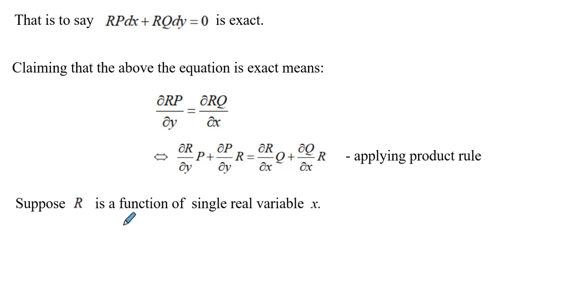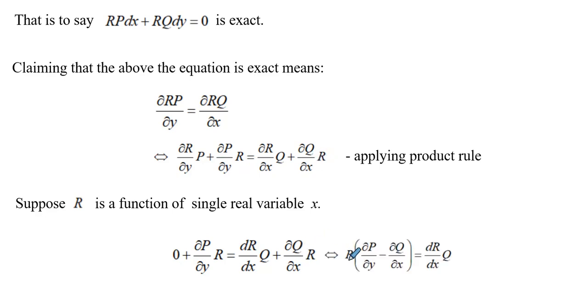Now, if at this point here we suppose that the function r is a function of a single variable x, then we will see the following. This r here being differentiated with respect to y will land at 0, and then we're left with this term, and the right hand side here remains exactly the same. And we see that this equation is equivalent to r multiplied by (∂P/∂y minus ∂Q/∂x), which is equal to dr/dx.